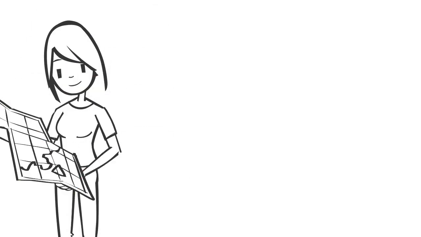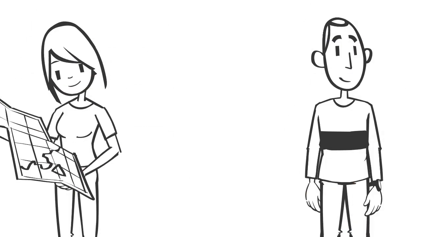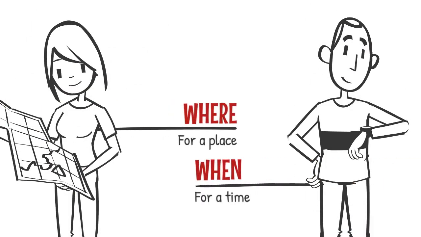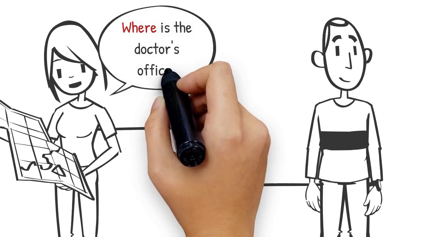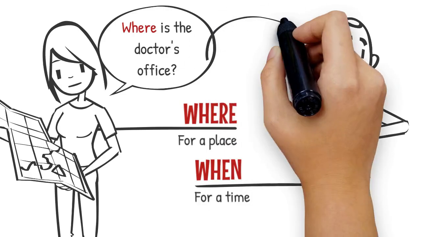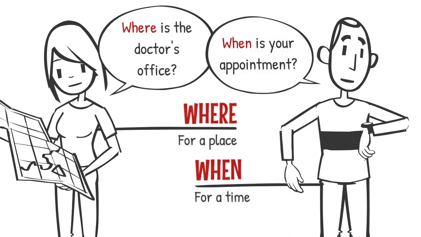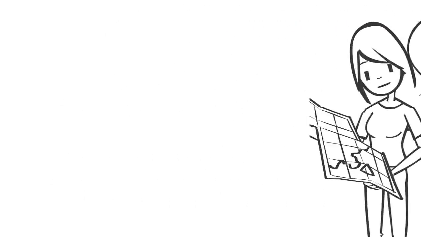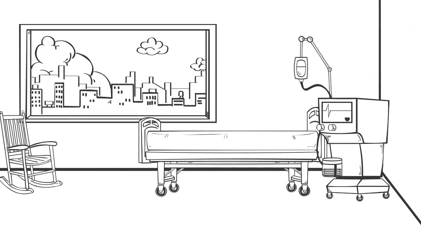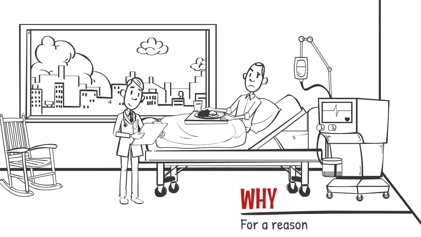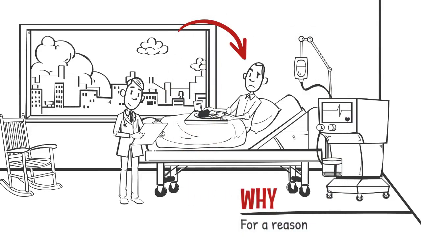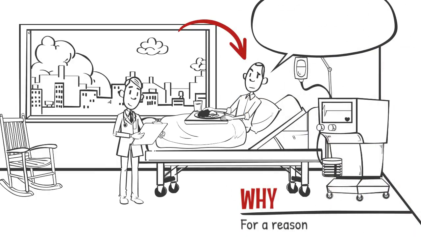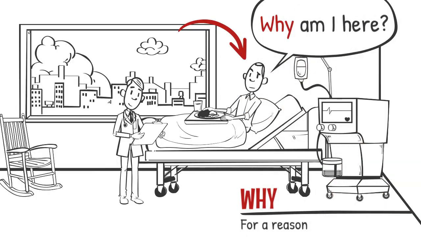Then, where and when are used to ask about place and time. For example, where is the doctor's office? Or, when is your appointment? The pronoun why is used to understand the reason for something. A confused patient who wakes up at the hospital might ask, "Why am I here?"